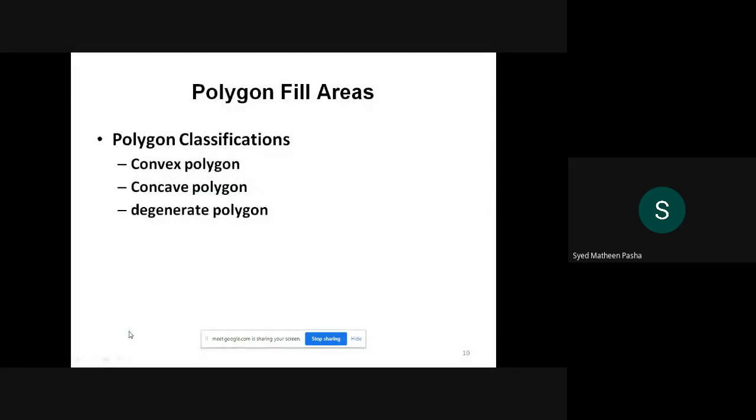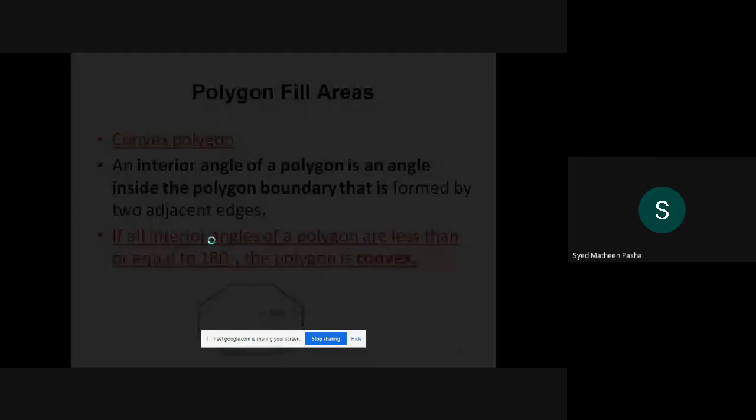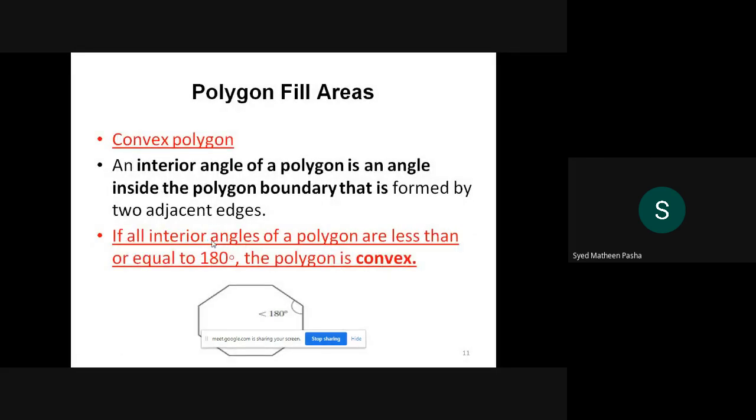Then let's see, as I told, how polygon fill areas are represented. Polygon fill areas consist of 3 classifications. The first classification is convex polygon, the second is concave, and the third is degenerate polygon. Let's see one by one what these classifications represent. In the first classification, it is convex polygon. So what is a convex polygon?